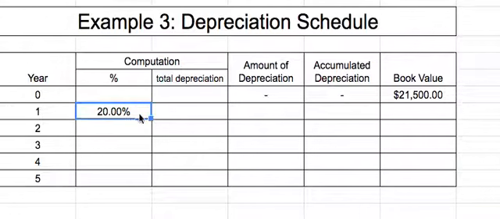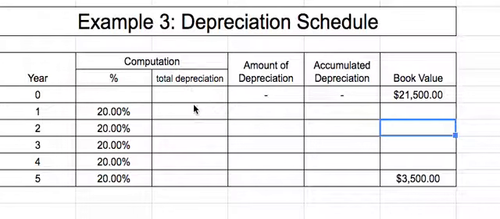So we're going to copy this down. We all recognize here that we do not use the 20% for year 0 because it didn't depreciate. It's brand new. And then the total amount of depreciation, we'll get to that in a second. The other thing that they've provided for us is the book value, or the salvage value or scrap value, at the end of its life. And that would end up being $3,500.